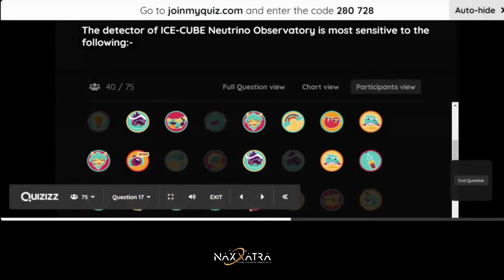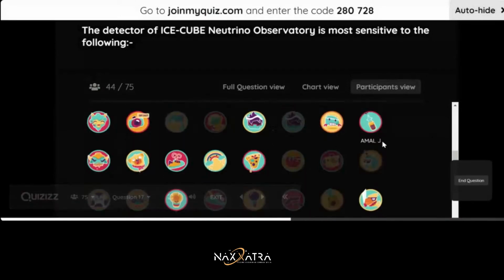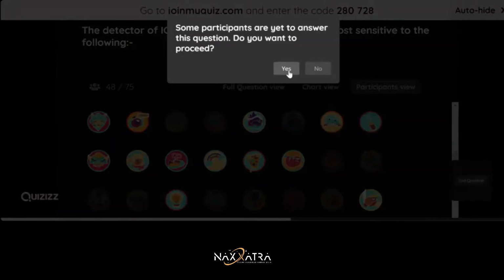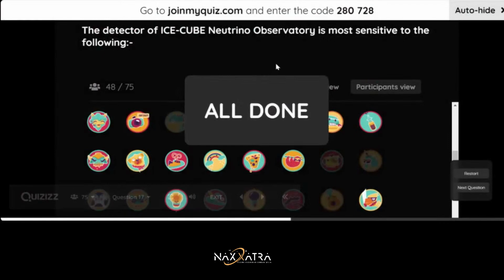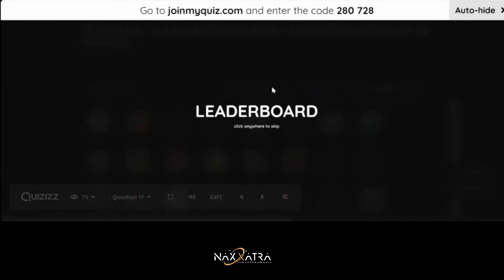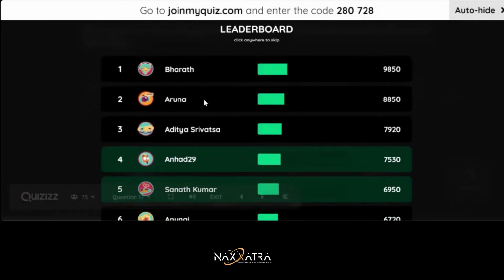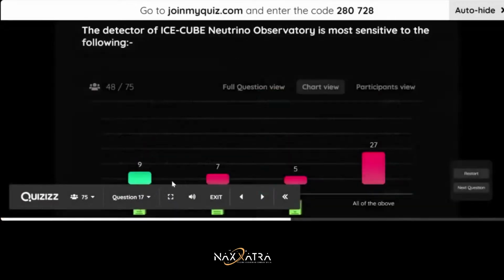We have about half of the people remaining. Try to answer fast. So I'm ending the responses in 5, 4, 3, 2, 1. If we see the leaderboard, Bharat is leading, and then Aruna, Aditya, Anhad, and Sanat Kumar.